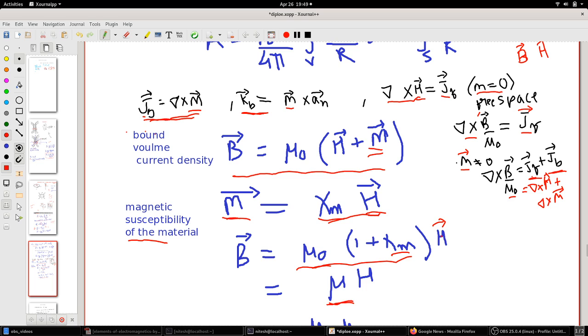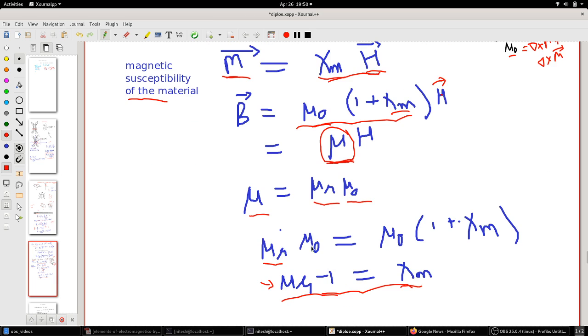Now we'll define a new term, which is called the permeability of the material. Mu is the permeability of the material, and it's measured in Henry per meter.